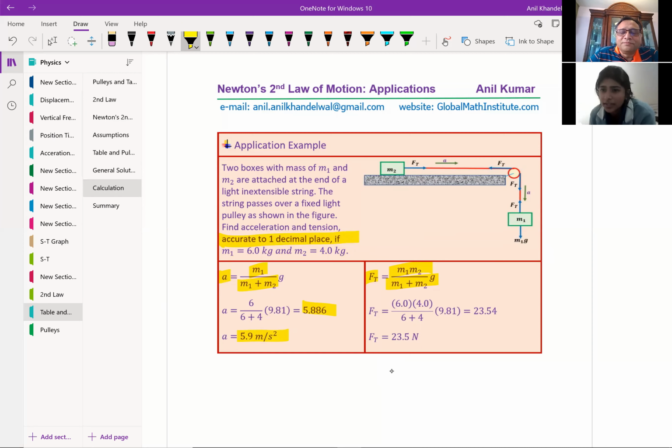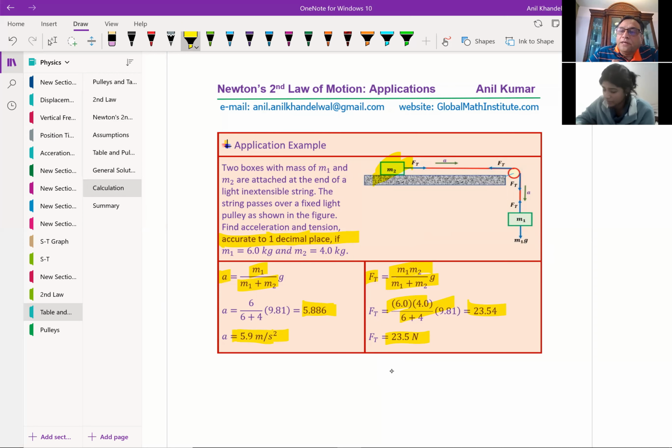Didn't you say yesterday that with whatever significant figures are given in the question, if that is not stated, then you just do it in that one? Yes, that's what I said. And now in this case, we have said one decimal place. So round it to one decimal place. 5.89 is rounded to 5.9 meters per second squared. And for tension, I just multiplied the acceleration with the other mass, m2, and got my answer as 23.54, rounded to one decimal place as 23.5 newtons.